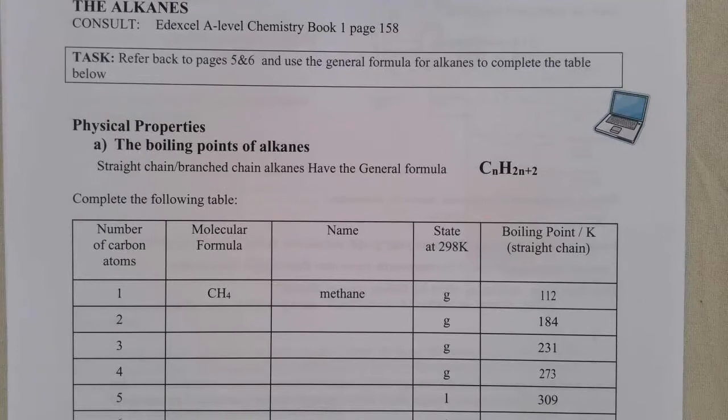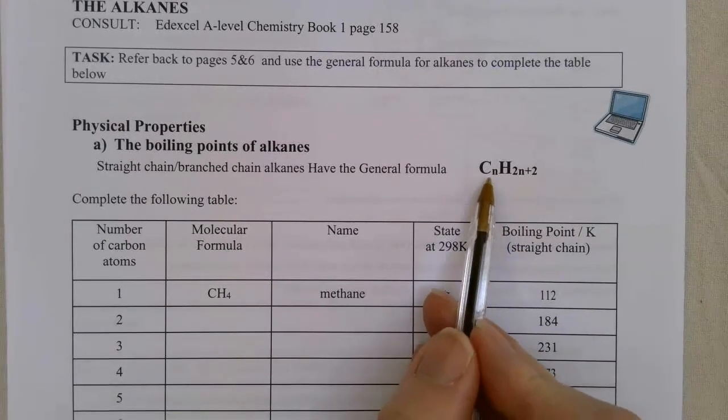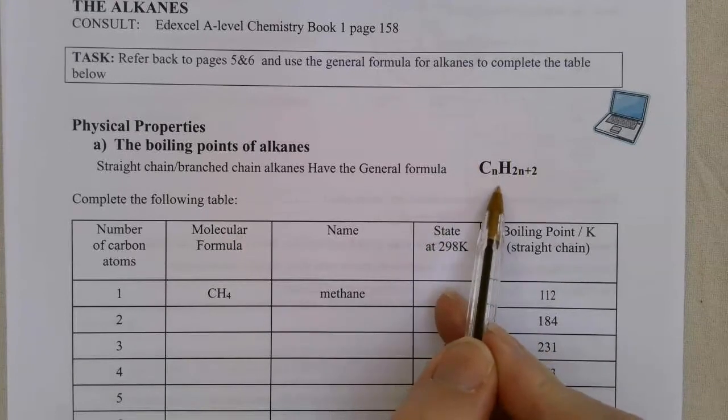So we're on to page 14 of your notes, and we're going to look at the alkanes in a little bit more detail. So firstly, we're going to look at their physical properties. So we're going to look at the boiling points. But before we do that, we need to understand the general formula. So this is the general formula for an alkane, and they all fit this pattern, CnH2n+2.